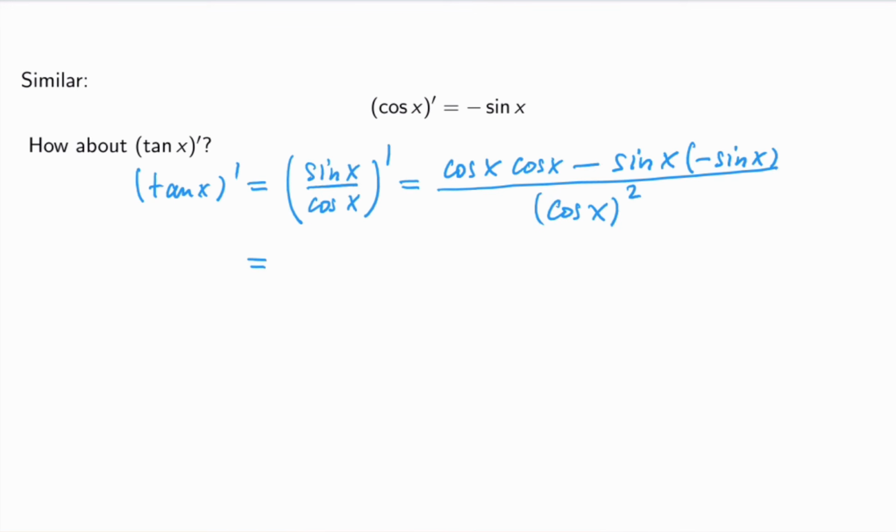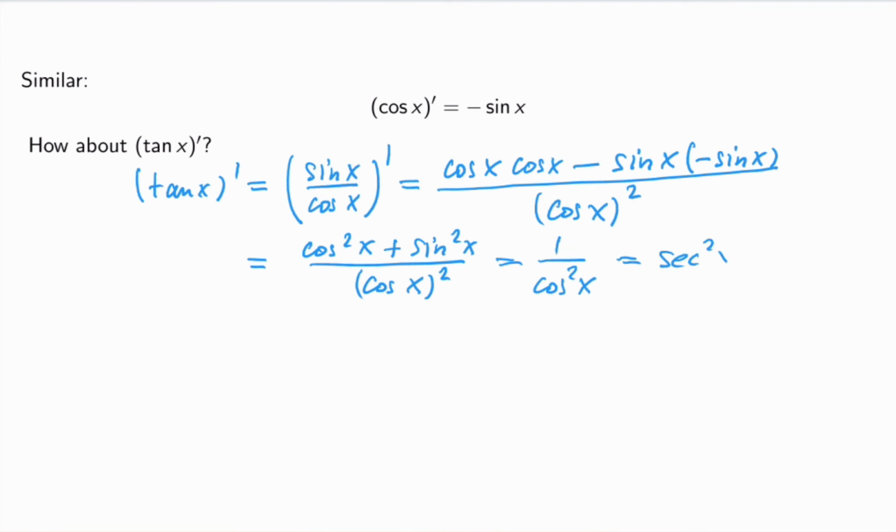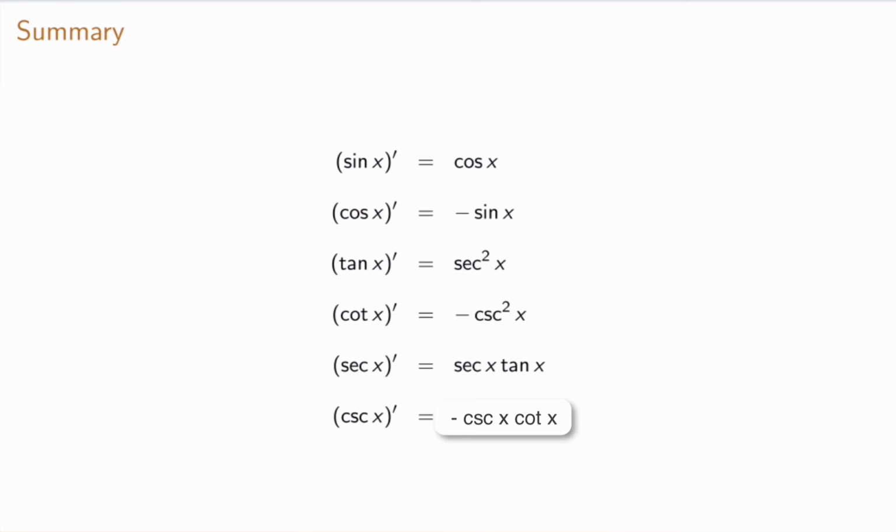So, fantastic. So then this is cos square of x plus sine square of x divided by cos of x squared. Okay, and cos square plus sine square is equal to 1. So we get 1 divided by cosine squared, which I also can write in this form. But 1 over cosine is a secant, so then this is the secant squared of x. So the derivative of tan is actually secant square. So that's it. And then here I show you all of them.